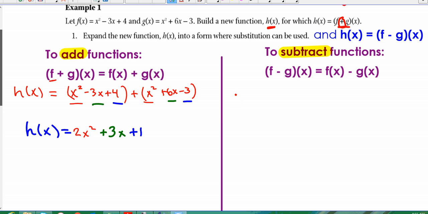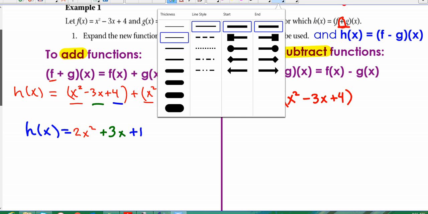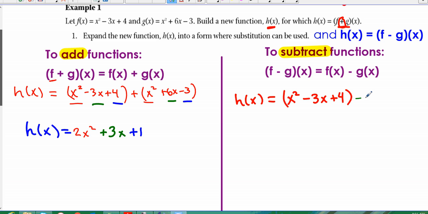And we're going to say that our new function h of x is equal to our f of x function, x squared minus 3x plus 4, parentheses to show that that's your new function, and minus our g of x function, so minus x squared plus 6x minus 3. Be very careful that you actually put parentheses around this, because when we are subtracting, we need to make sure that we distribute this negative right here to that function. So go ahead, pause the video, see if you can do this on your own, and then check back with me.